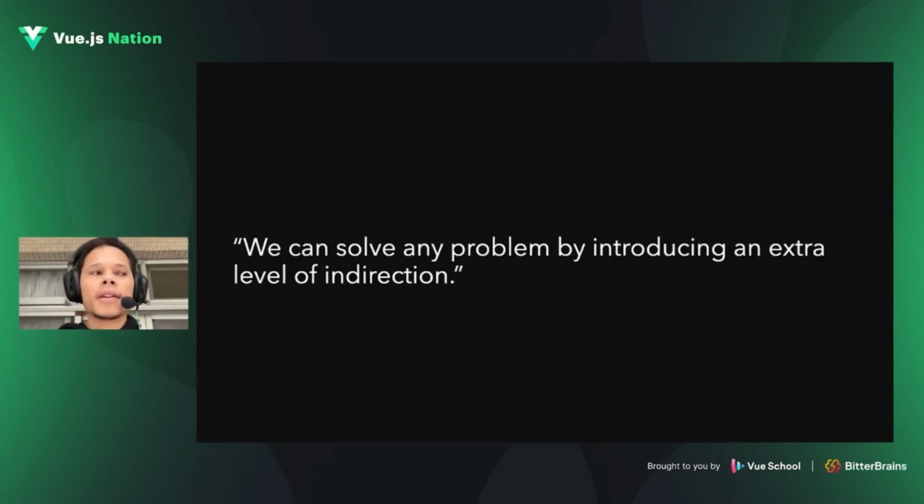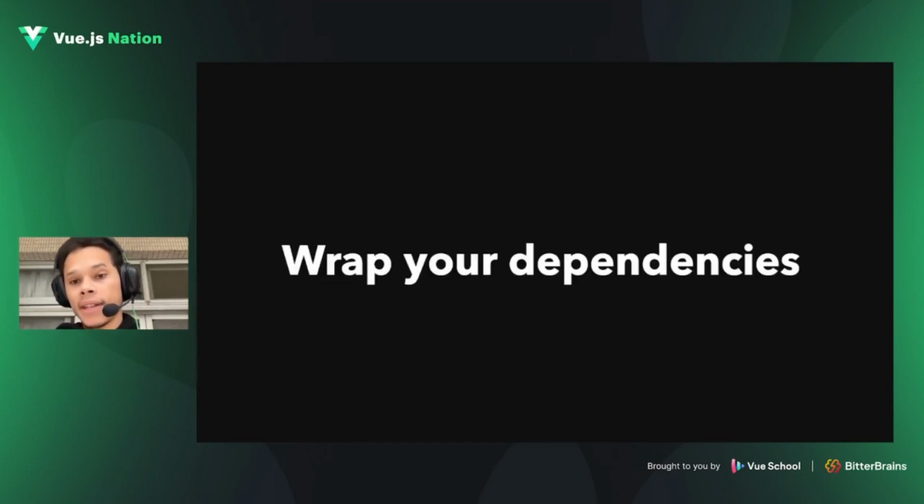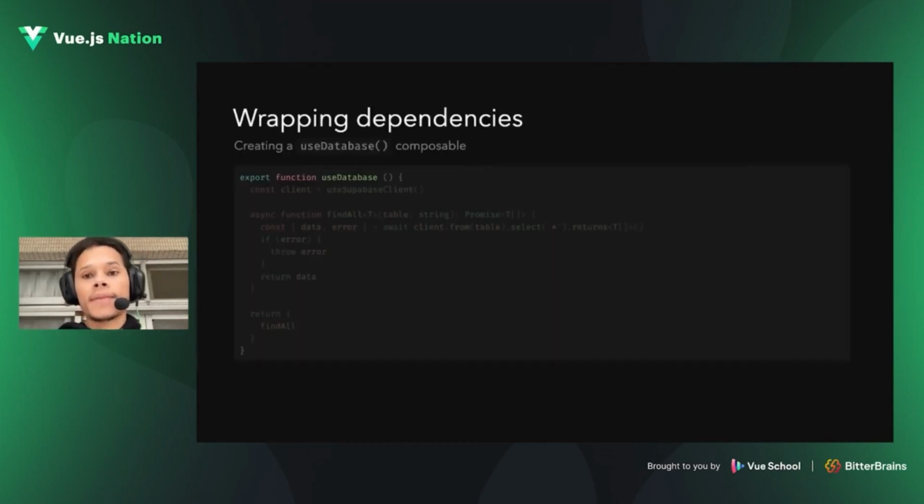They say that we can solve any problem in software engineering by introducing an extra level of indirection. If we talk about this in simpler terms, it basically means that we can solve any problem of complexity like the one we have by introducing a new level of abstraction. Okay, concretely, this means we should wrap our dependency. We should wrap the stuff we don't own so that we can create an API that we have control over. And let's see how we can do this.